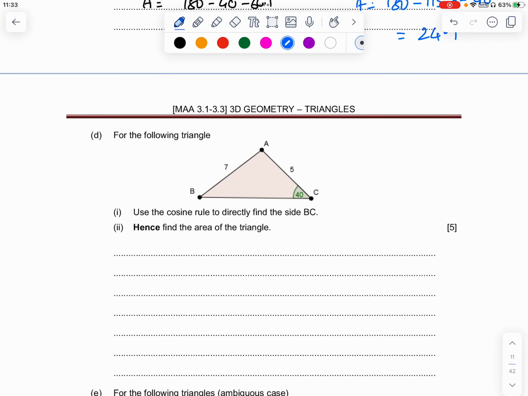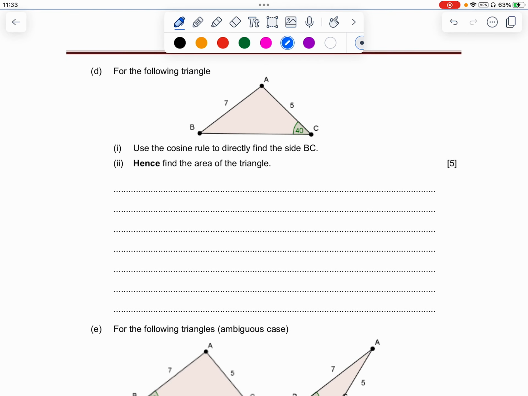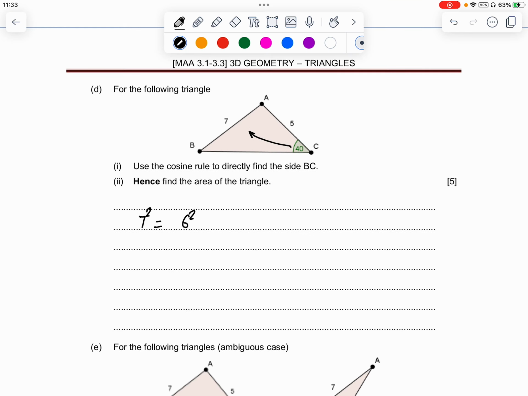Question D. For the following triangle, use the cosine rule to find the value of BC. So I should be able to find the value of BC. We know the angle opposite to 40 is 7. So therefore, I'm going to use 7 squared equals 6 squared plus BC squared minus 2 times 6 times BC times cosine 40.